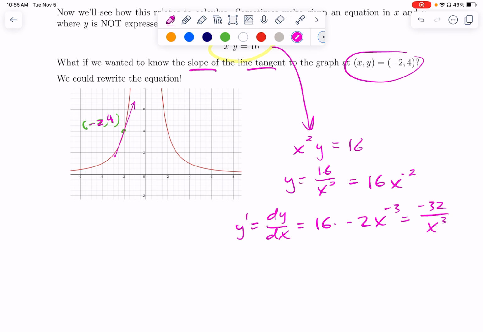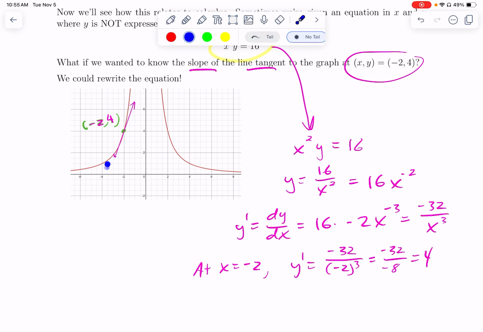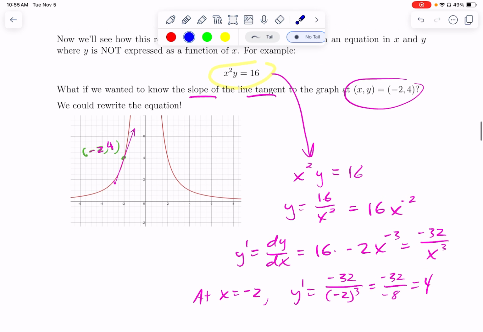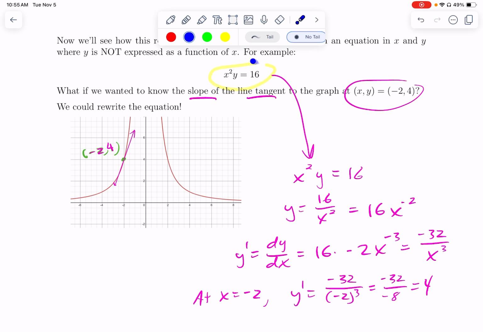So that's my formula for the derivative, and I specifically want to know what is the derivative at that point. So at x equals negative 2, y prime would be negative 32 over negative 2 cubed, which is negative 32 over negative 8, which is 4, which seems very believable. Right? I could easily believe that this line has a slope of 4. So in this case, even though the equation was given to us with x and y sort of interacting, we could quickly solve it for y and do it like we've done before.